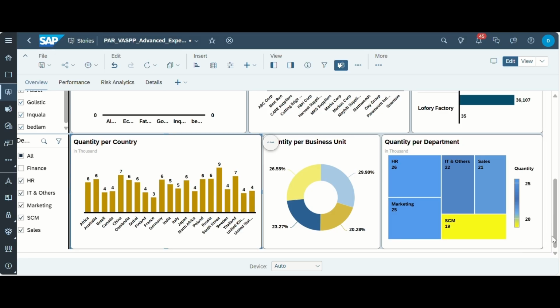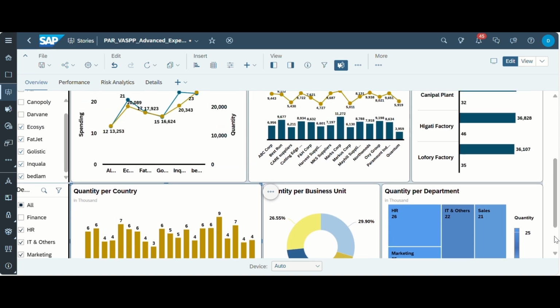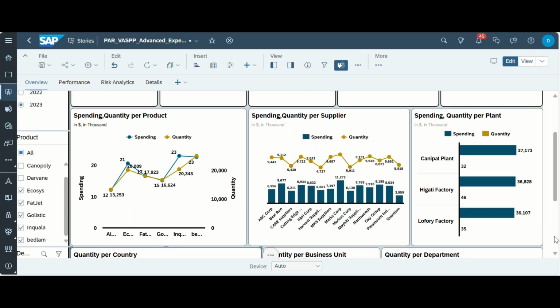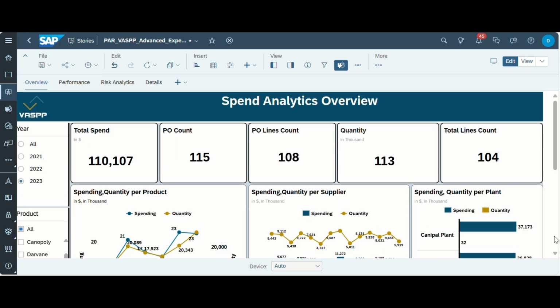You can monitor key procurement KPIs over time, helping you measure the success of your sourcing strategies and continuous improvement efforts. In short, this dashboard empowers you to make informed, impactful decisions, backed by data, not assumptions.